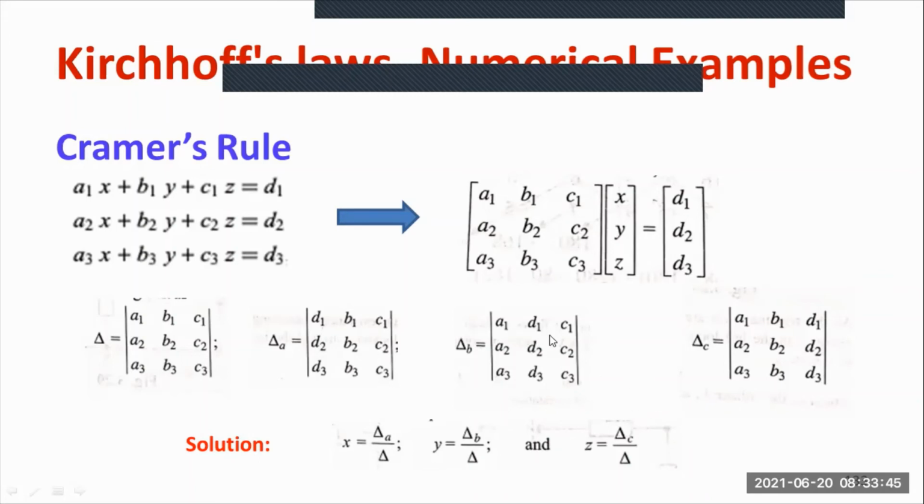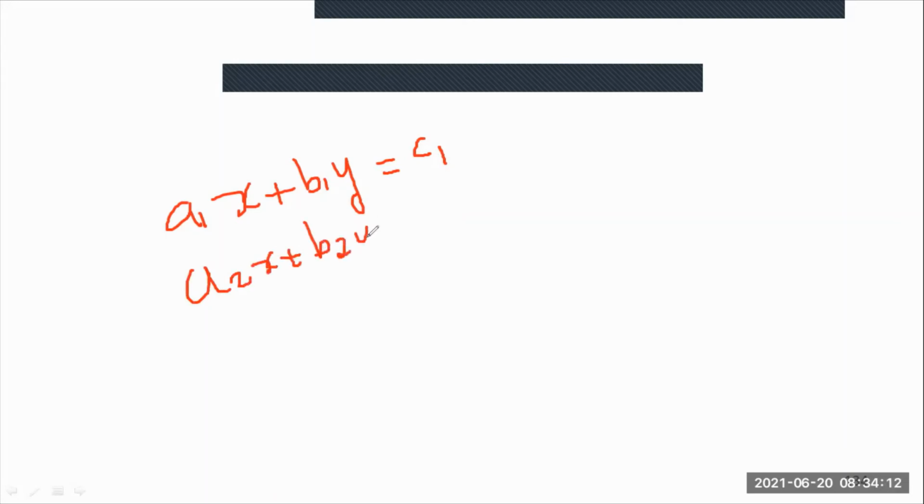Okay, so this is regarding three equations and three variables, and this is most appropriate for a three loop system. You can also calculate for a two loop system. For example, A1X plus B1Y equal to C1, A2X plus B2Y equal to C2.